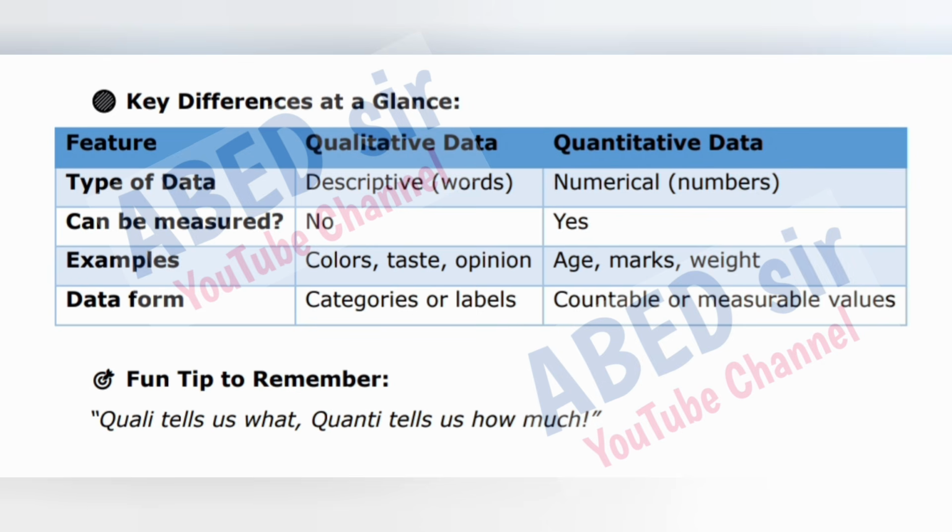Key differences at a glance. Feature: qualitative data, quantitative data. Type of data: descriptive, words; numerical, numbers. Can be measured: no, yes. Examples: colors, taste, opinion; age, marks, weight. Data form: categories or labels; countable or measurable values. Fun tip to remember. Quali tells us what, quanti tells us how much.